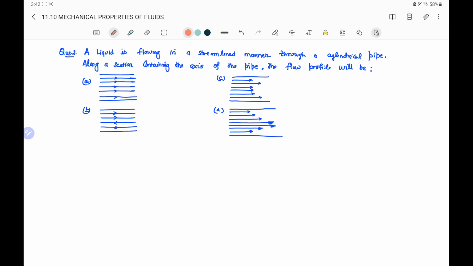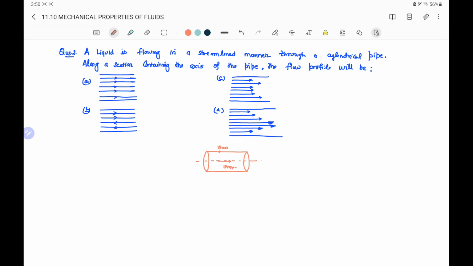Second question is, a liquid is flowing in a streamlined manner through a cylindrical pipe. Along a section containing the axis of the pipe, the flow profile will be. We are given the cylindrical pipe, and for a cylindrical pipe we know that the velocity is 0 at the boundary, and this velocity is maximum along the axis in a cylinder because of the viscosity.